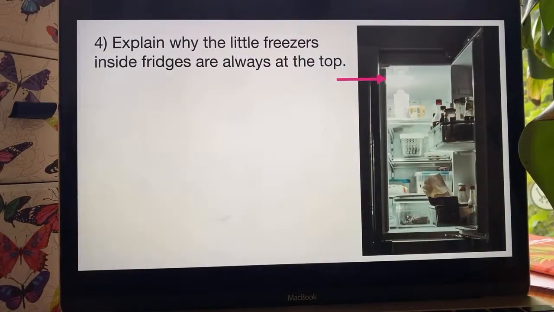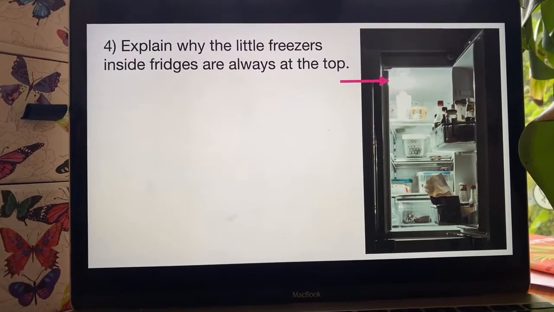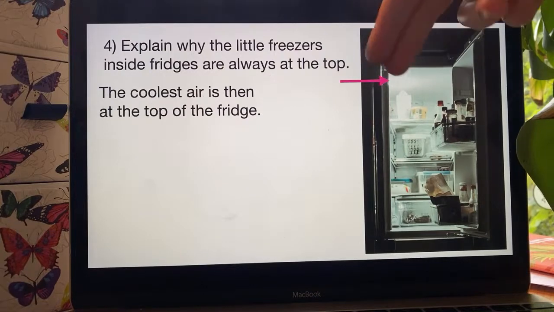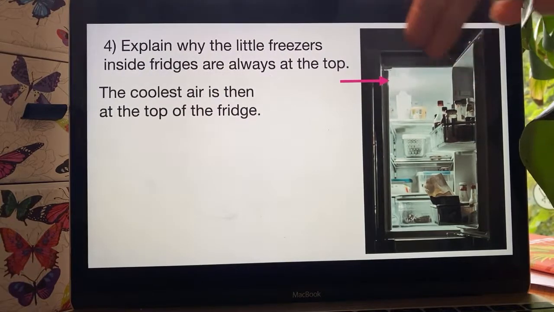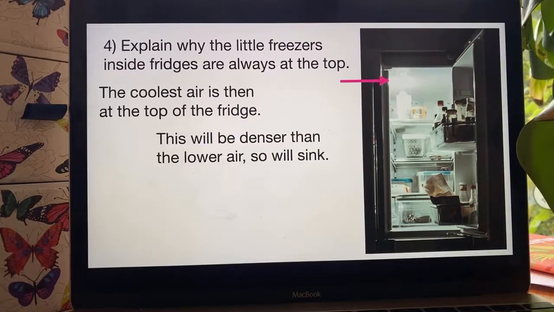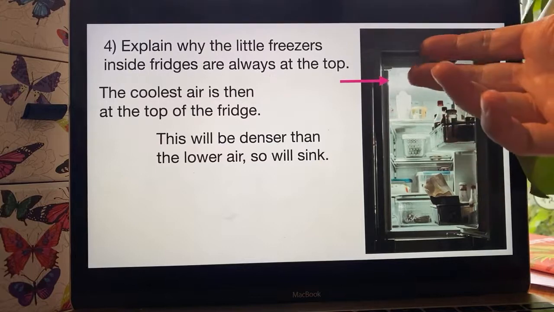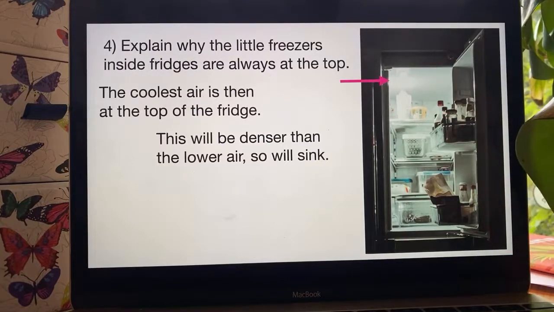Right. Explain why the little freezers inside fridges are always at the top. Well, what have I put? The coolest air is at the top of the fridge. If the freezer's at the top, that means the coolest air is at the top of the fridge. What do we know about cold air? That cold air is denser than the other air in the fridge, and therefore it sinks.